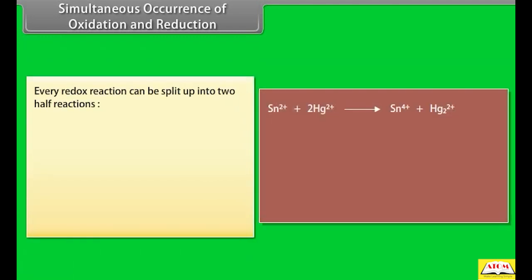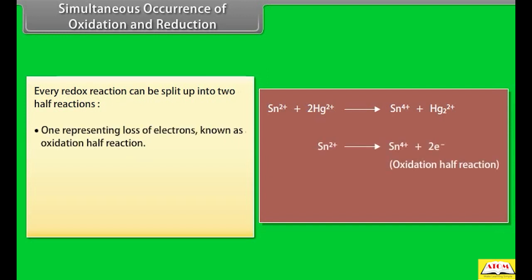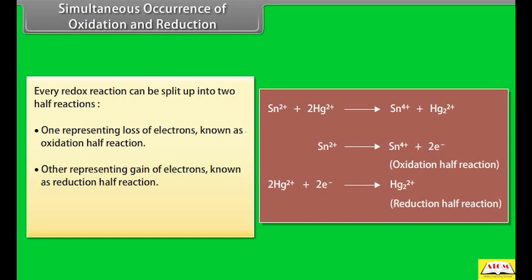Every redox reaction can be split up into two half reactions. One representing loss of electrons, known as the oxidation half reaction. The other representing gain of electrons, known as the reduction half reaction. The reaction can be split up into half reactions as Sn2+ gives rise to Sn4+ plus 2 electrons. This equation is the oxidation half reaction. And 2Hg2+ plus 2 electrons gives rise to Hg2 2+. This equation is the reduction half reaction.